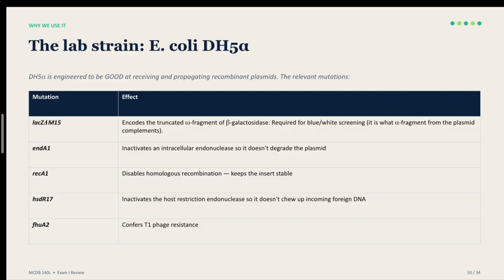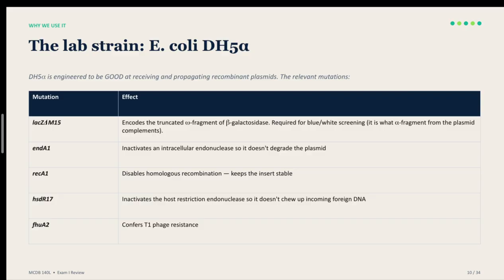If I had to split them up into categories, right? Basically, the first mutation, the lacZ delta M15, is one category in itself, and it's the thing that actually allows you to make functional enzymes. So basically what's happening is you have a host that's carrying a non-functional truncated beta-galactosidase called the omega fragment.